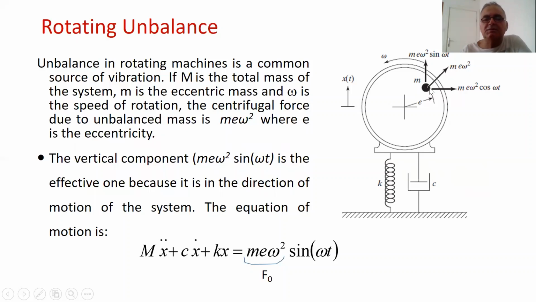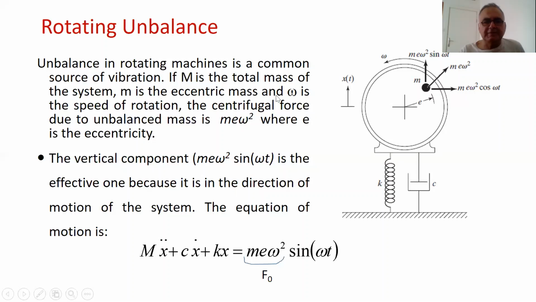What we are interested in is the vertical vibrations of this machine. So in that case, we will be looking at the vertical component of that force, which will be m e omega squared sine omega t. Small m is the mass of the unbalance, and e is the eccentricity of the unbalance. So m e is in total mass times the eccentricity. It is called the unbalance.